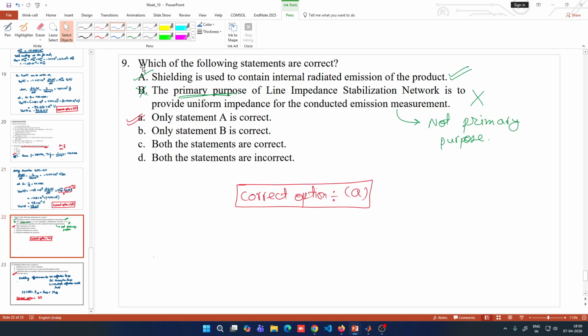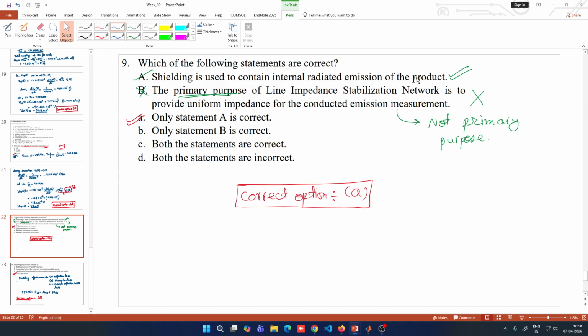In question number 9, which of the following statements are correct? Only two statements are given, and we have to find out which one is correct. Shielding is used to contain internal radiated emissions of the product. Yes, it prevents external radiation from affecting the device, and the internal radiation or unwanted signal from the device should not go outside and affect other devices nearby. That's why shielding is done. So statement A, that shielding is used to contain internal radiated emission of the product, is correct.